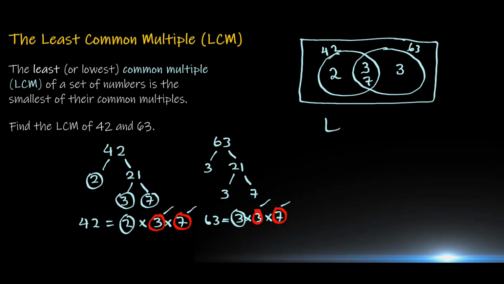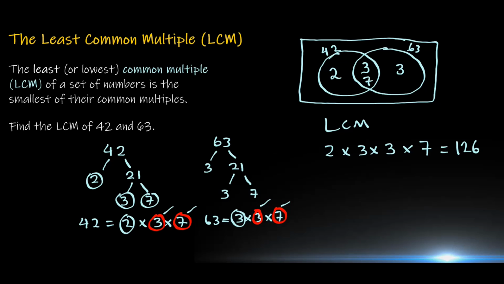The LCM of 42 and 63 is basically multiplying all the numbers that appear in the circles. So LCM is 2 times 3 times 3 times 7. 2 times 3 is 6. 6 times 3 is 18. And 18 times 7 is 126. So 126 is the lowest common multiple of 42 and 63.